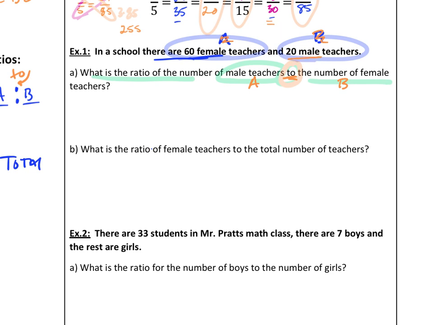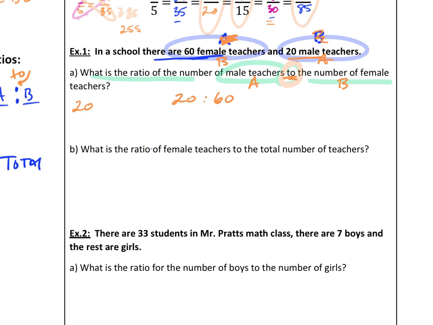So my male teachers are my A, and my female teachers are the B. So I'm going to say that I have 20 male teachers to 60 female teachers. Now that answer is correct. You understand what you're writing. We have to do it in simplest form.